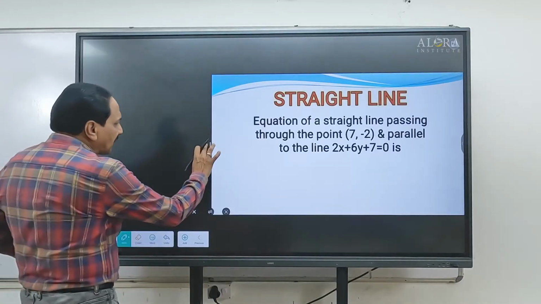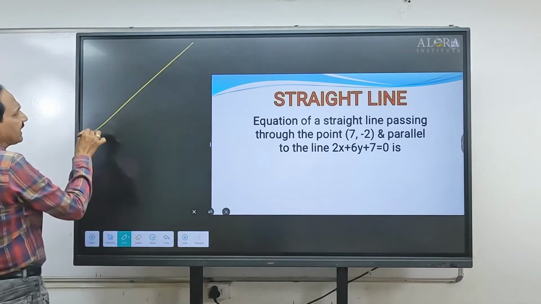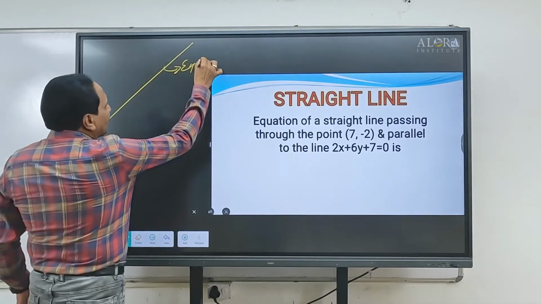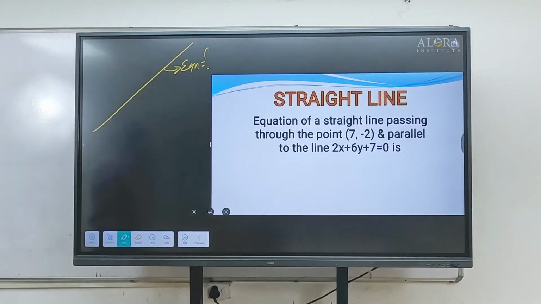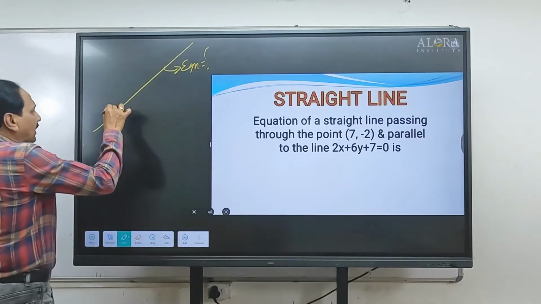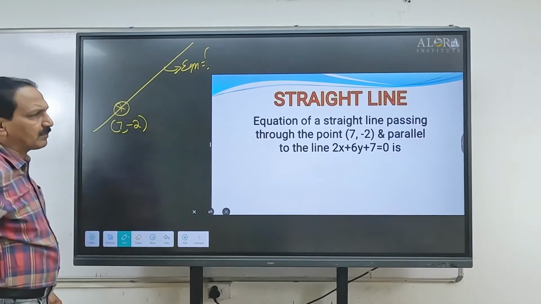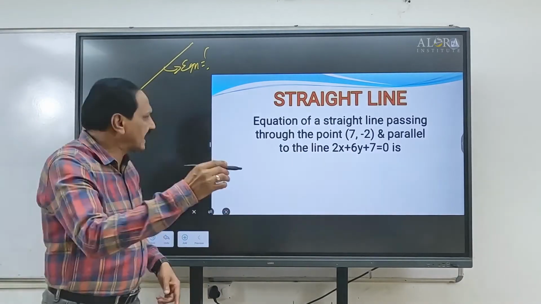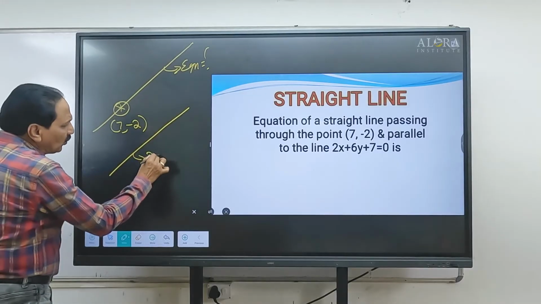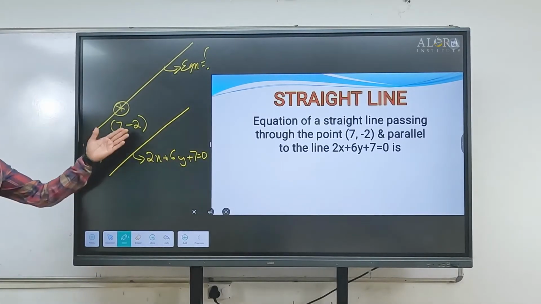I will just draw the figure according to this problem. Find the equation of a straight line. So this is a straight line and you are supposed to find the equation of this straight line. How is the straight line? Two conditions are put forth. One, it passes through the point 7, minus 2. See here, this is the point whose coordinates are 7, minus 2. And it is parallel to the line, a second line whose equation is given by 2x plus 6y plus 7 equal to 0. This is the example.